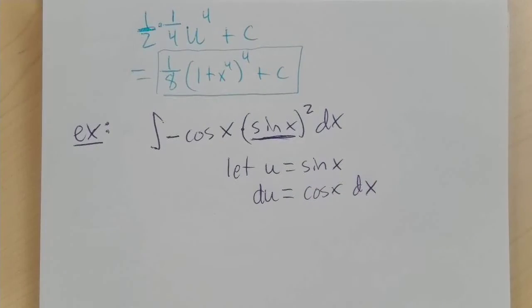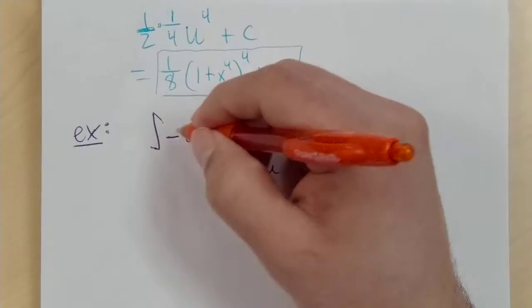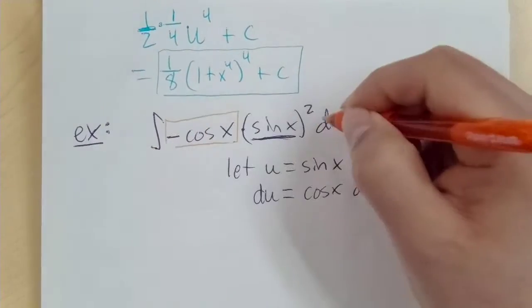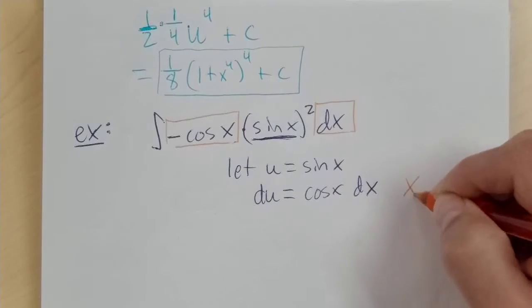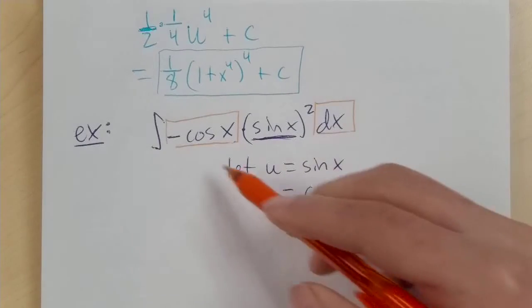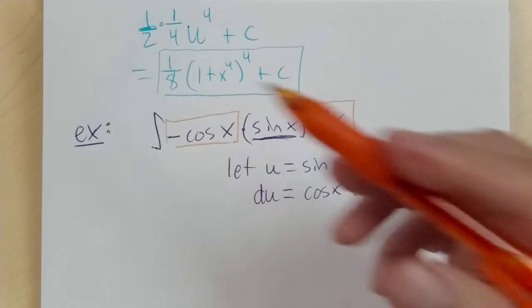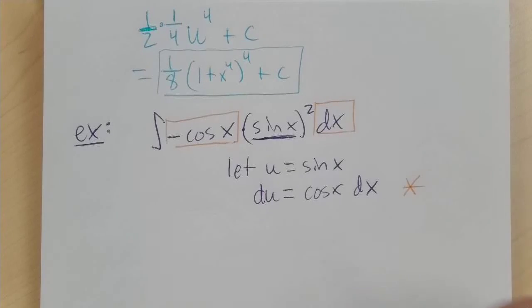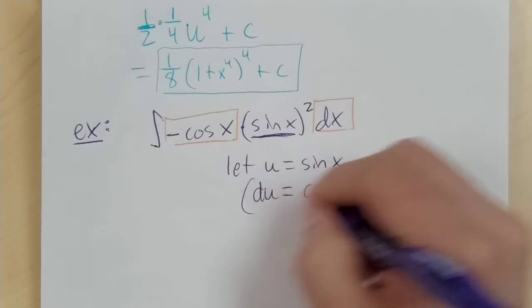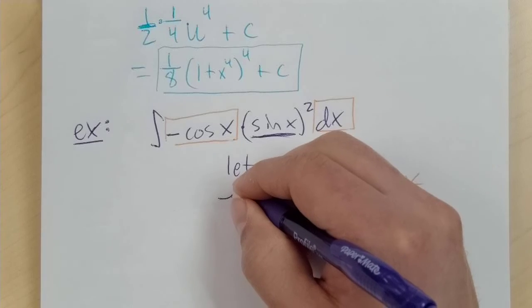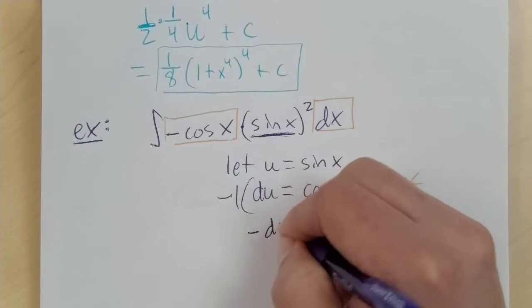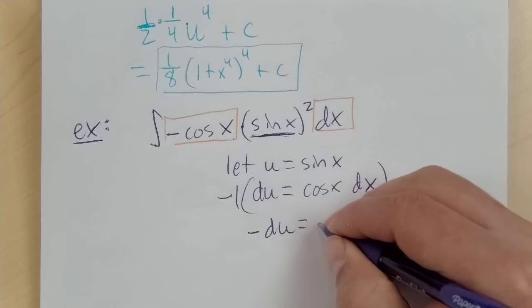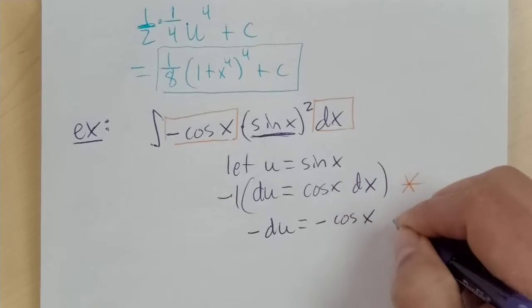Okay, and our goal at this point is to get this to match. We want this to come out over here, and we almost have that. We just need a negative. So that's easily fixed. Just multiply this by -1. And so now we get minus du is going to be minus cosine x dx.